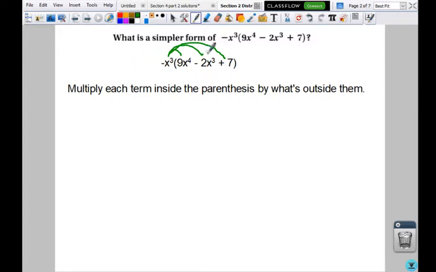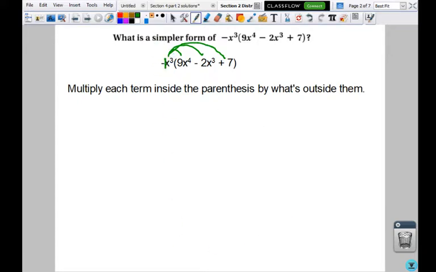Alright, so it asked what's a simpler form of negative x to the third, in parentheses 9x to the fourth minus 2x to the third plus 7. All it wants you to do is distribute, which means we're going to multiply things together. They're just going to be a little tougher today because we're multiplying negative x to the third times 9x to the fourth to start with. So when I do this first piece, what number is in front of this x to the third, even though we don't write it down? Negative 1. So not just a 1, but a negative 1.